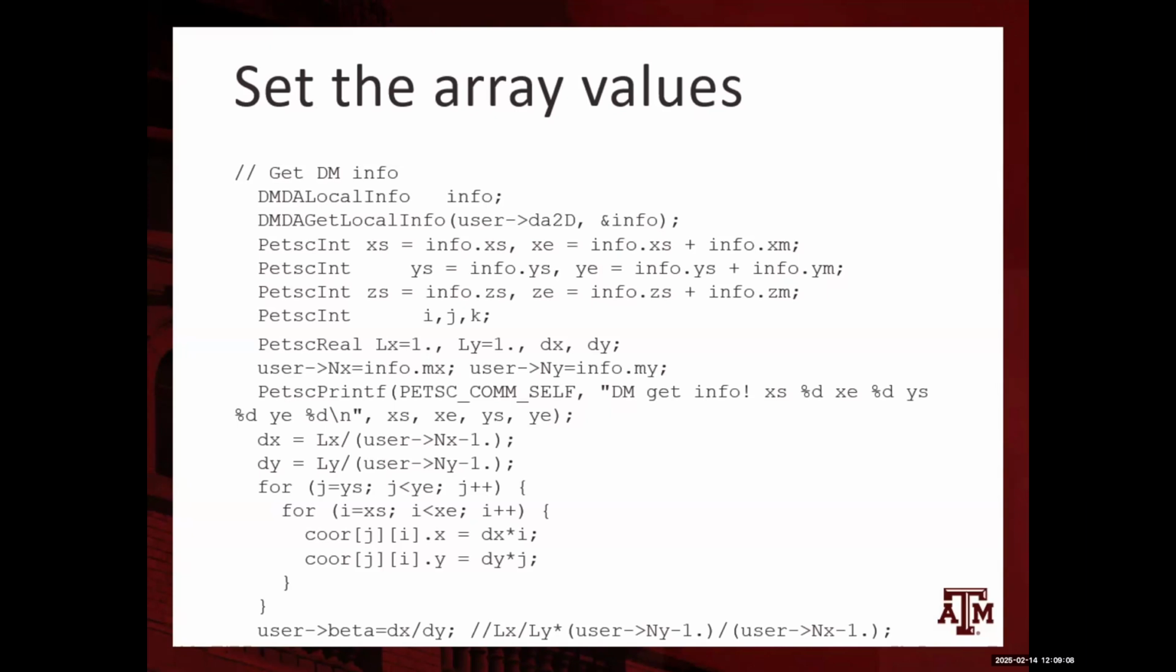And then, of course, we can also define beta, which is dx over dy. So also copy and paste this in your subroutine, create context subroutine.